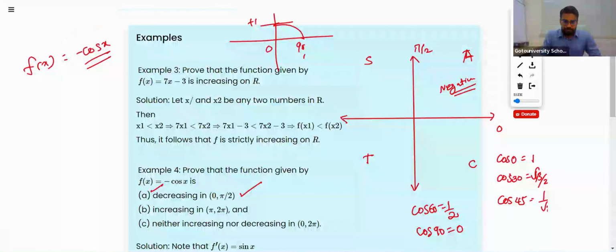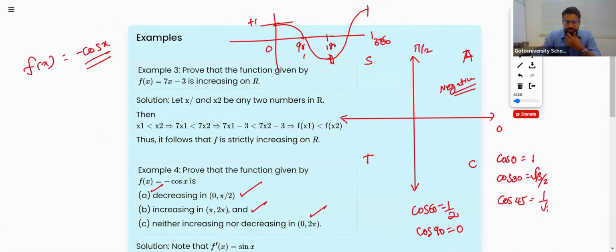Now coming to increasing function. They're saying it is increasing from pi to 2 pi. Pi to 2 pi means, so this is 90 and it is 180. At 180 it will reach minus 1, and from 180 to 360 the curve will be like this. So isn't it increasing? Yes, it is increasing from 180 to 360. This is proved practically.